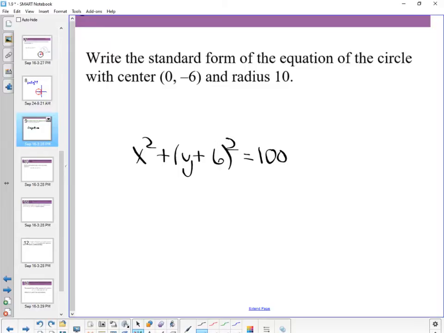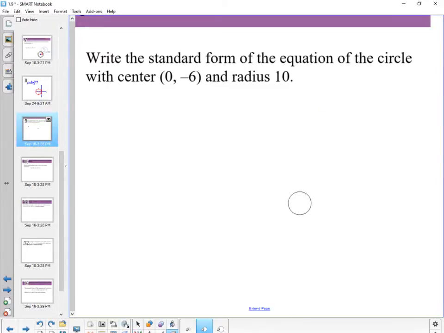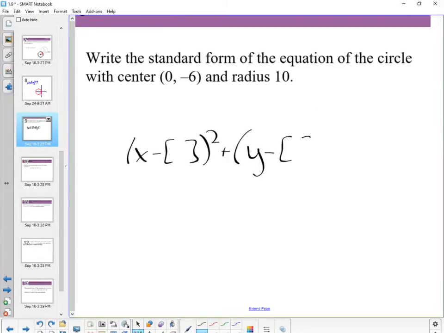So that's the standard. Okay, so here's what I want. Let me do this one more time. So I should have x minus something squared, y minus something squared equals something squared, right? Okay. And then I just plug everything in. It's a 0, so it's nothing. So this is a 0, this is a -6, this is a 10, correct?